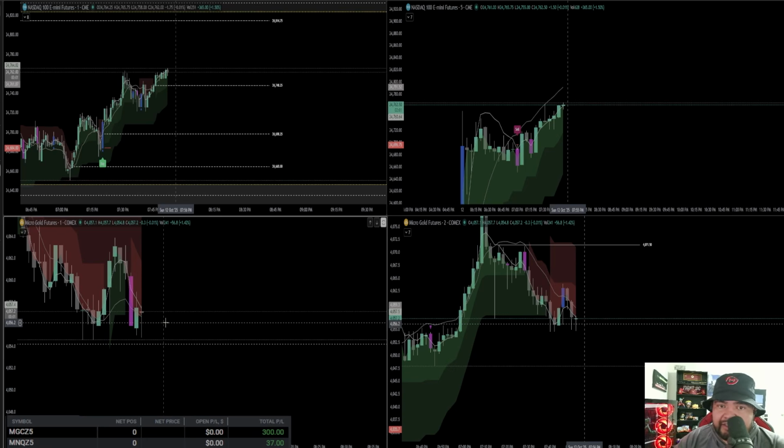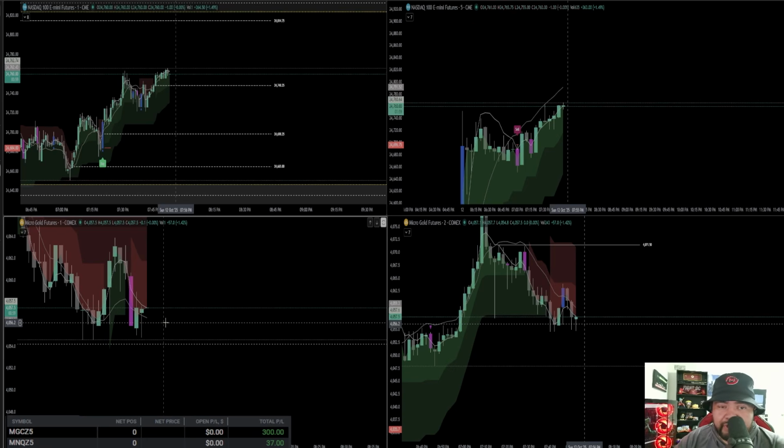The EMAs were curling. I liked it. I entered it, really super low risk, and it shot up. We got into the A++ signal before it even formed, just based on that confluence. So those are little things that I look for.